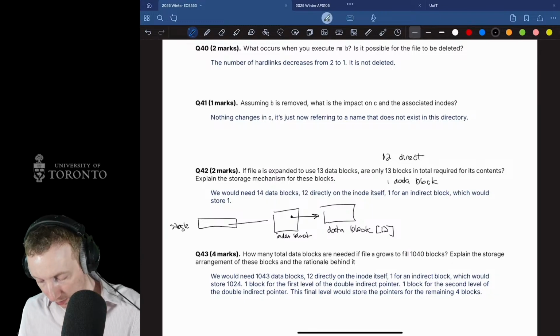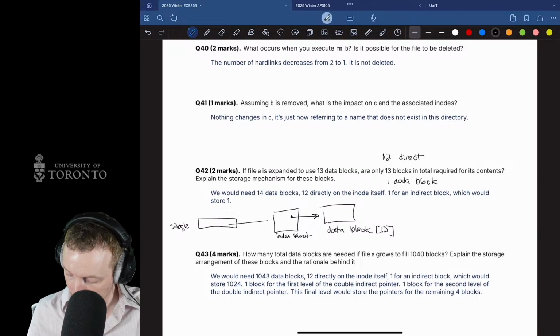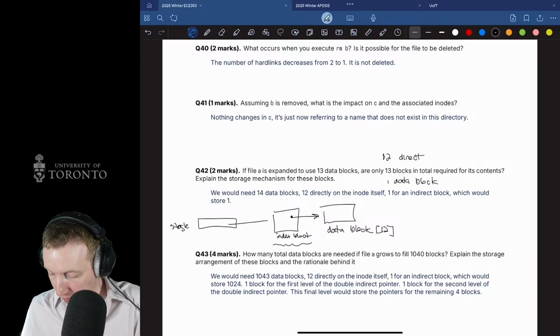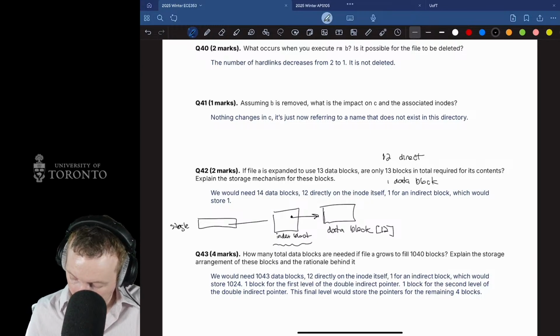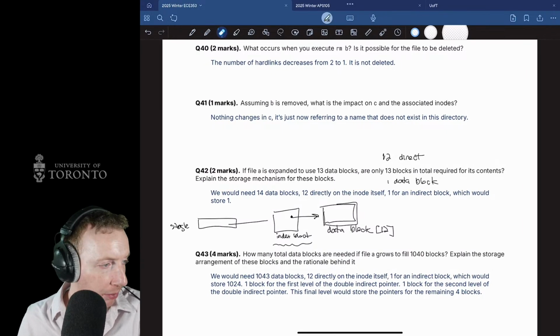So we'd actually need 14 data blocks in total. There'd be 12 directly on the inode itself. Then we have 1 for the index block, and that would point to our data block. So we're essentially wasting 1 because we need 1 index block here.